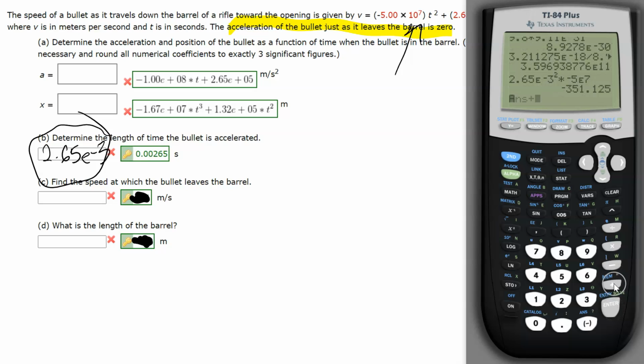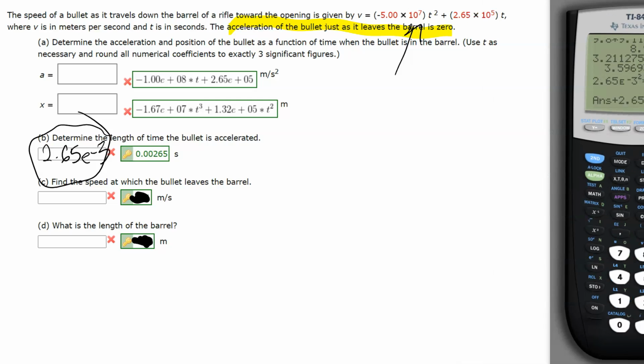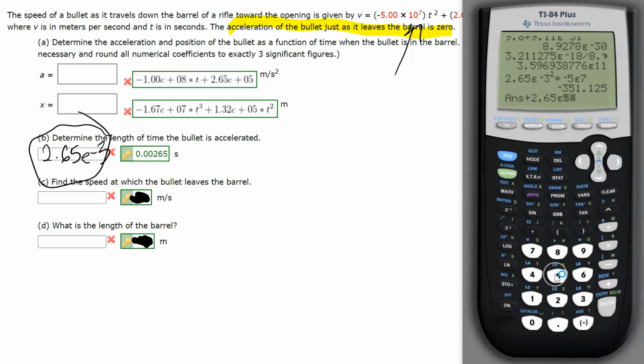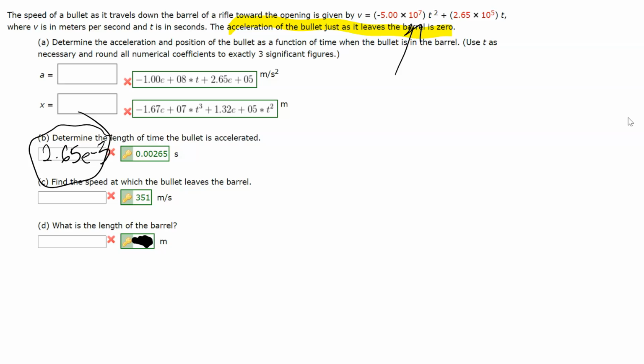And then we need to add 2.65 times 10 to the 5th power times 2.65 times 10 to the -3rd power. And we get 351.125 meters per second, which is right there what it says for this answer.